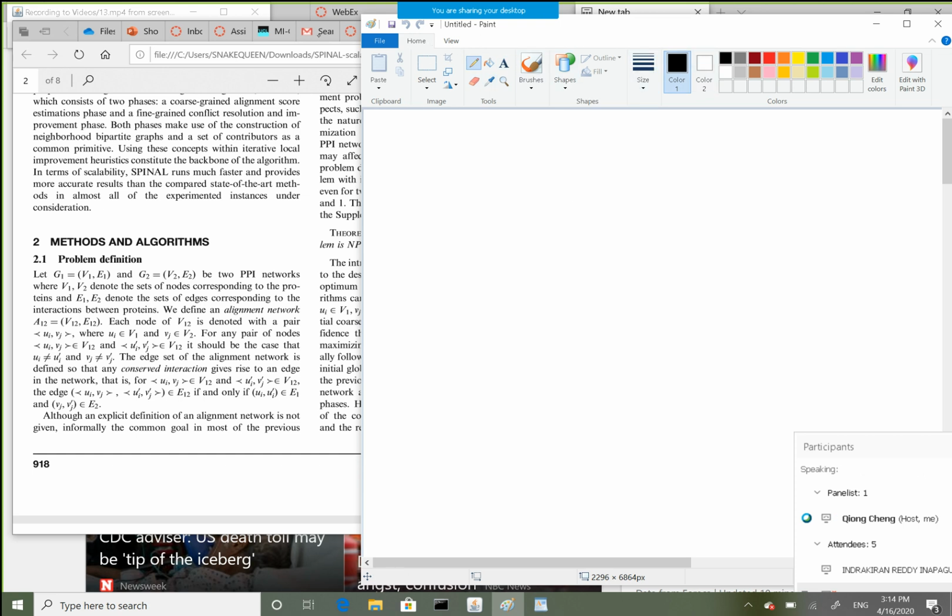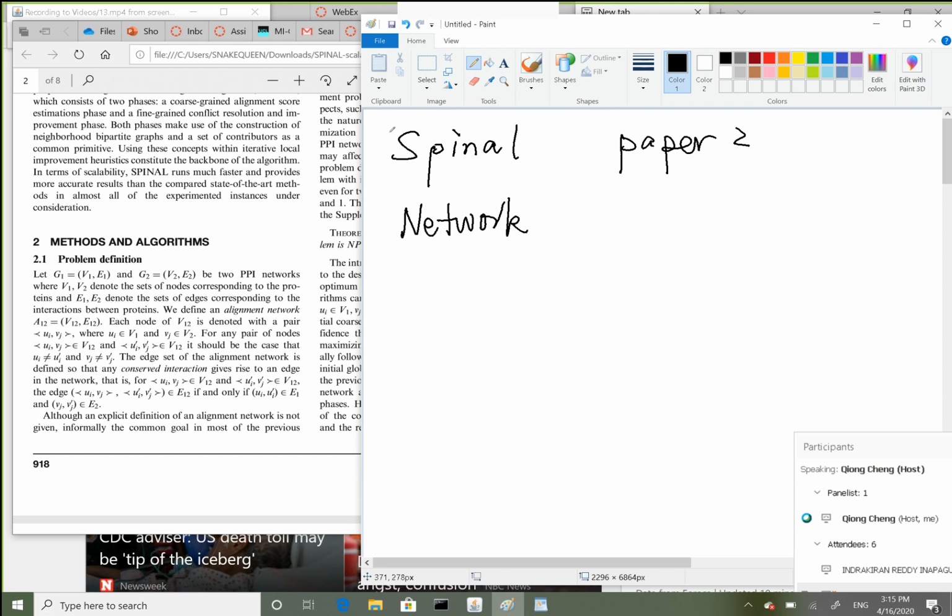This is about the paper 2. This is about network alignment. First, let's say what the computational problem in this network alignment is, and after that we take a look at the specific solution of this paper. This corresponds to: given two graphs.